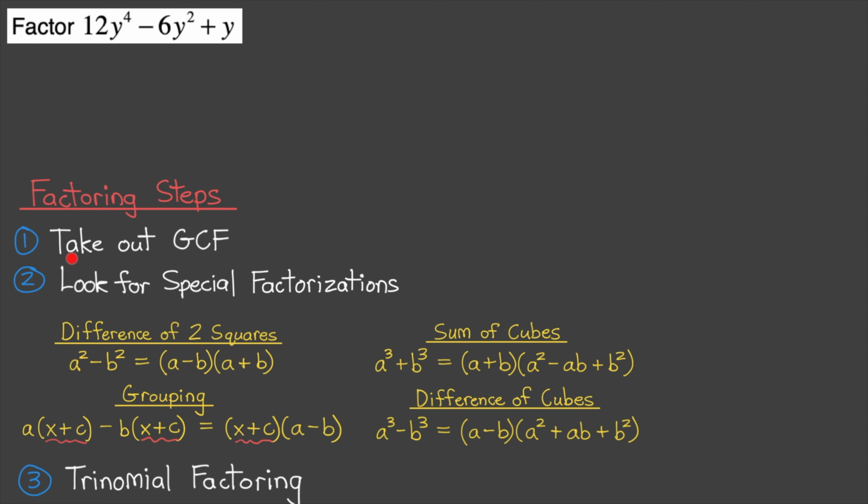This example says, factor 12y to the fourth minus 6y squared plus y. So let's look at the steps for factoring. The first step is take out the GCF. So let's start with that.